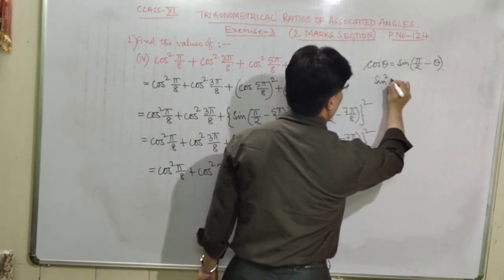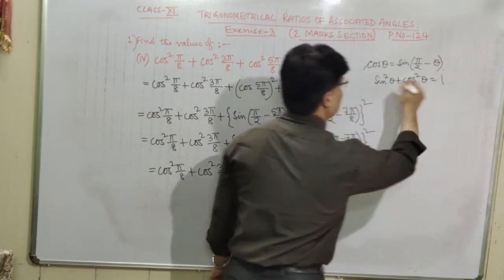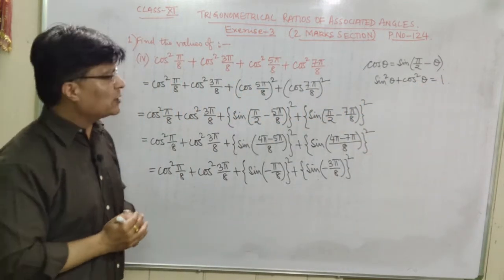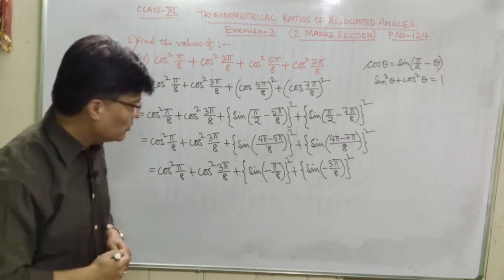You know this formula, isn't it? Sine square theta plus cos square theta is equal to 1. This is a very, very important formula. You have done it in class 10. That is, sine square theta plus cos square theta is equal to 1.